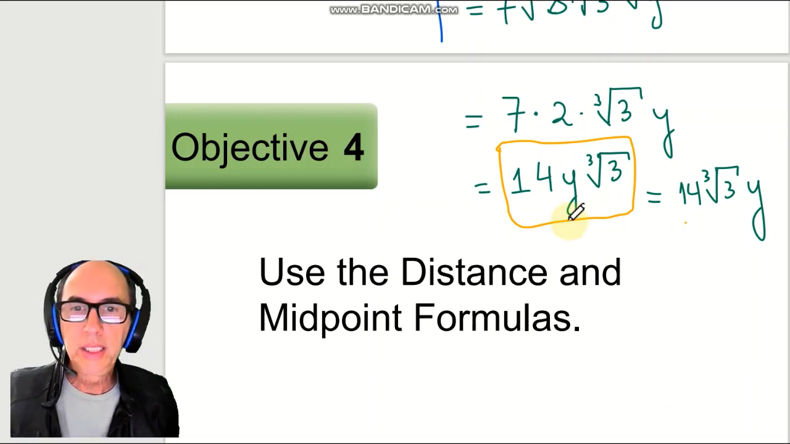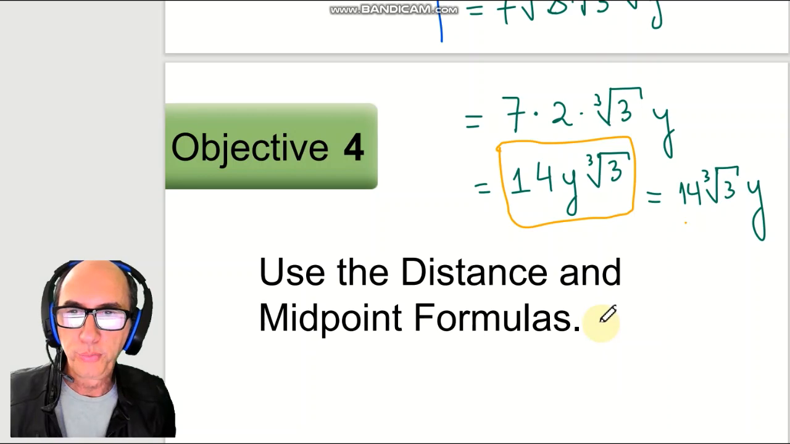Okay, using the distance and midpoint formulas.